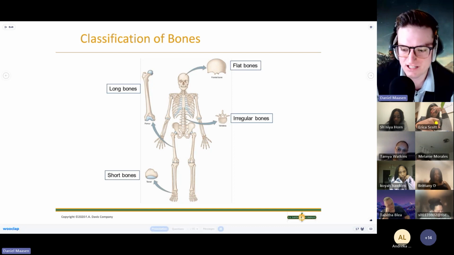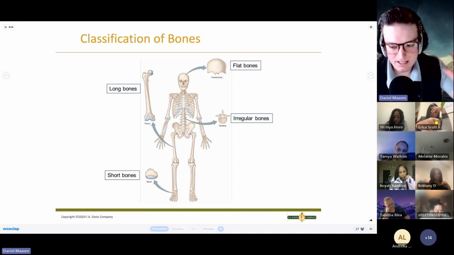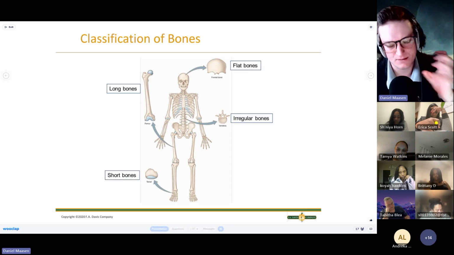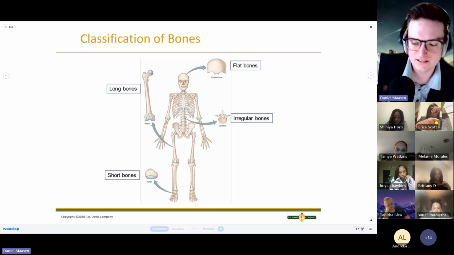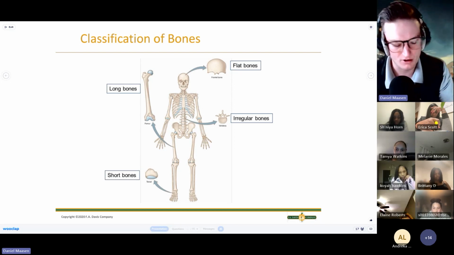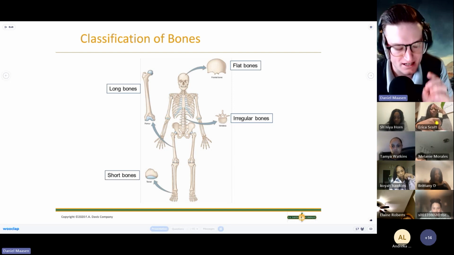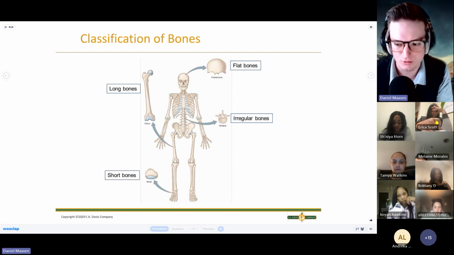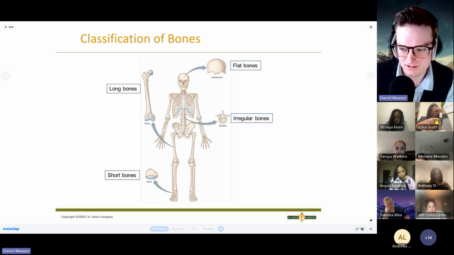So those fall in the classification of irregular bones because of their shape. They are not always the same. Again, if I grab my 12th vertebrae here and I grabbed your 12th vertebrae and we looked at them, the general shape would be the same, but the little indications and little indentions and depressions would be slightly different, and that's what makes them irregular.